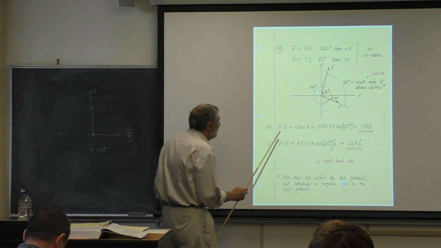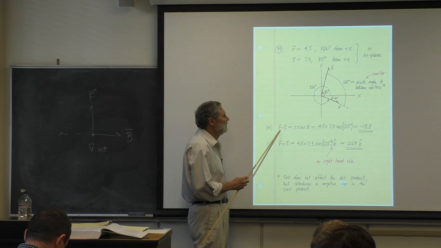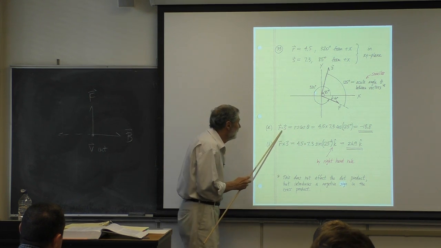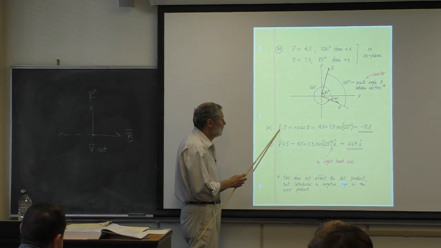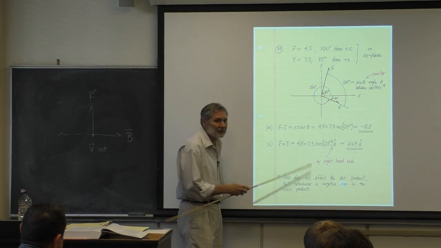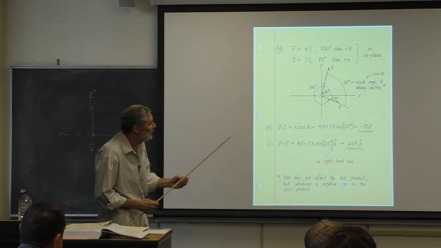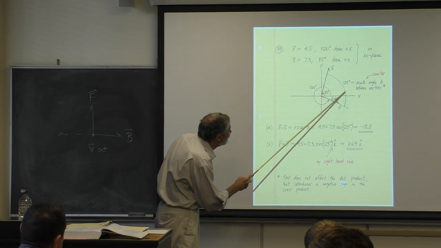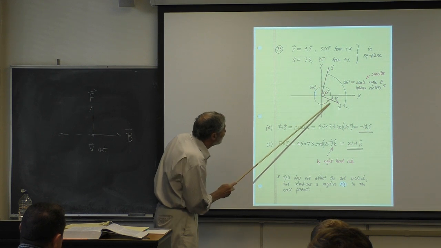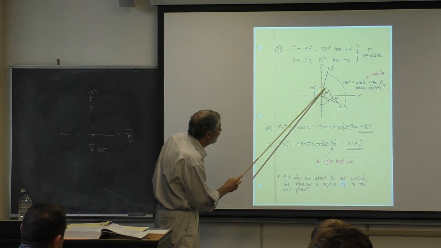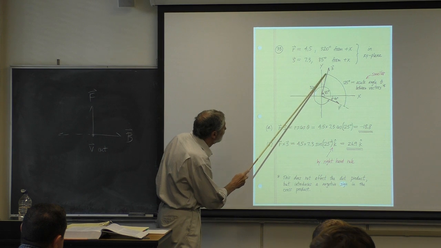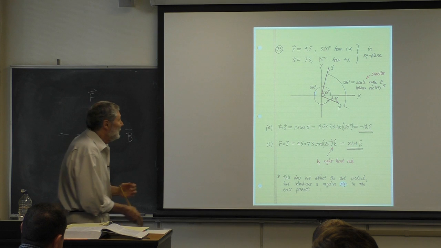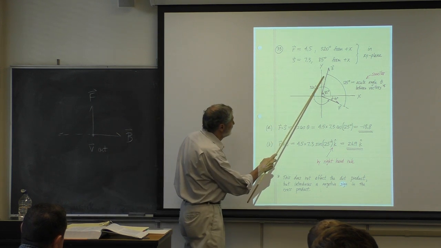So, the dot product, there are different ways of doing this. This is the shorter way, I think. The dot product is the product of the two magnitudes times the cosine of the angle between the vectors. What's the angle between the vectors? Well, you can see I've drawn it here. It's going to be 85 plus 40. This total angle here is 125 degrees.